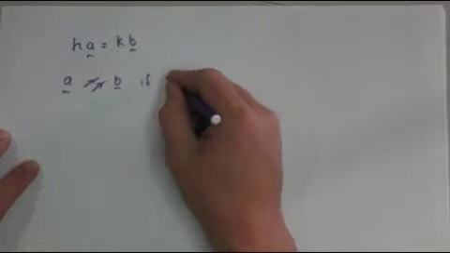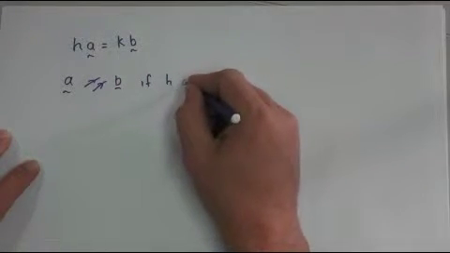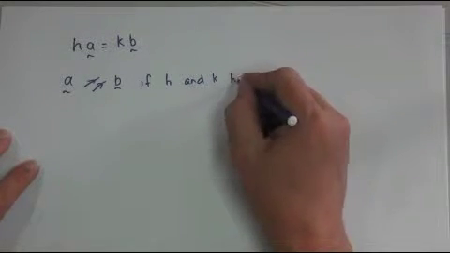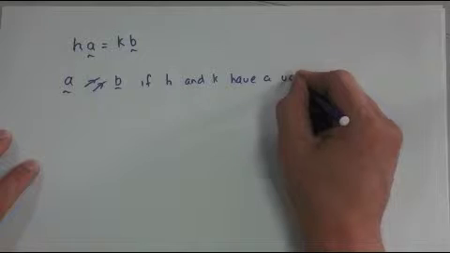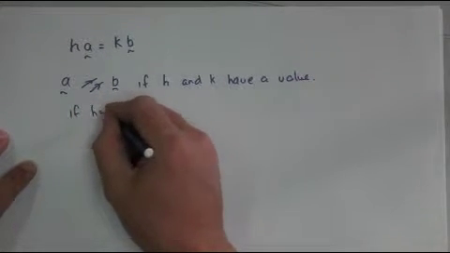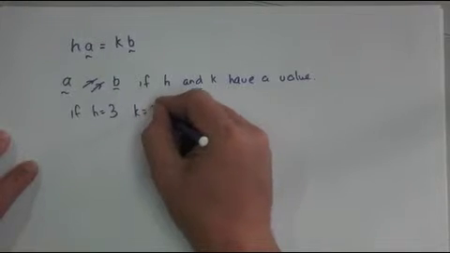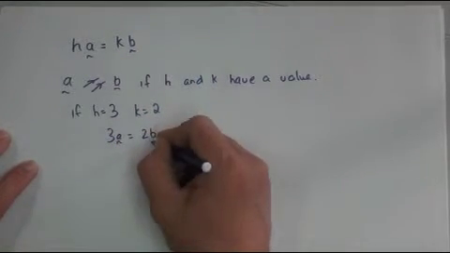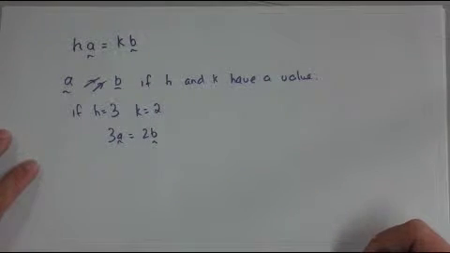if h and k are equal to some value. Because if that was the case, for example, if h was 3 and k was 2, then I'd have 3a is equal to 2b, and those two vectors are parallel to each other because they're in some relationship that involves a scalar multiple. So one is the scalar multiple of the other.